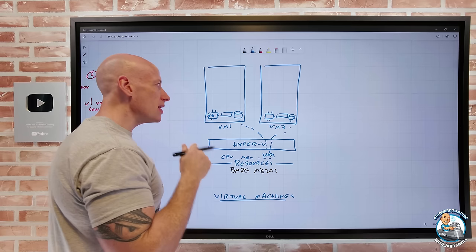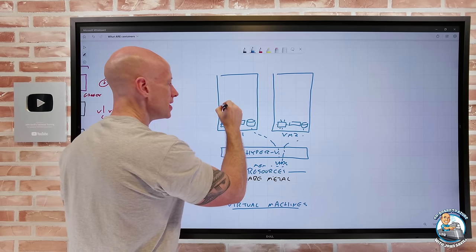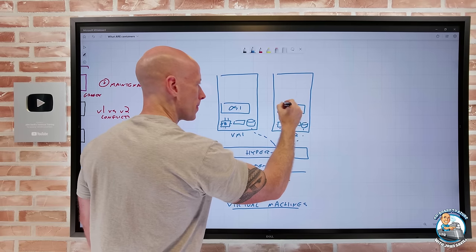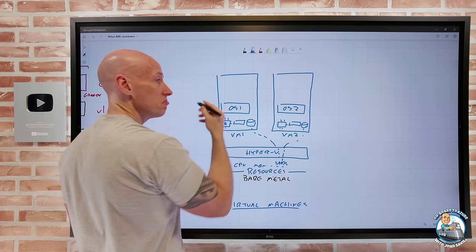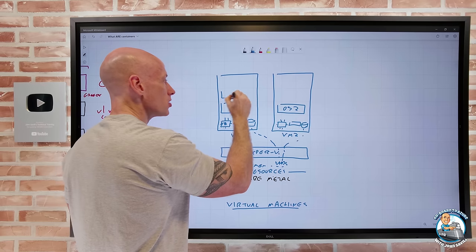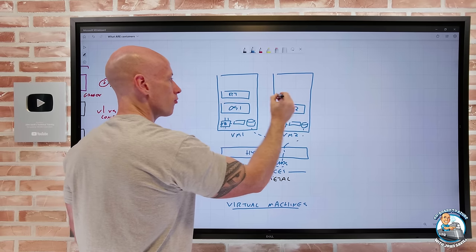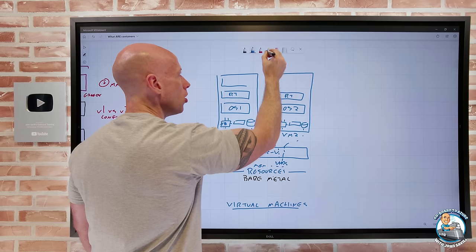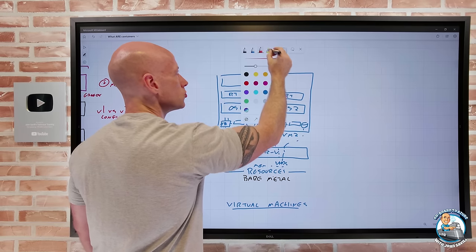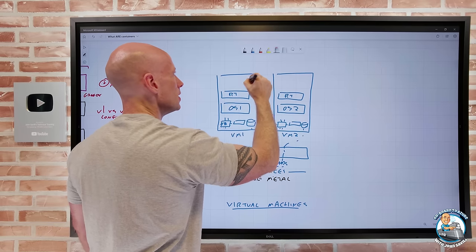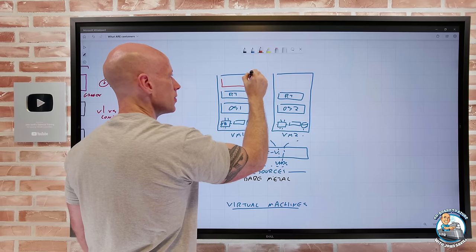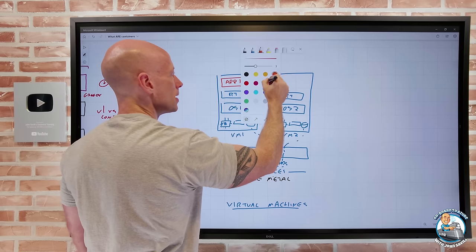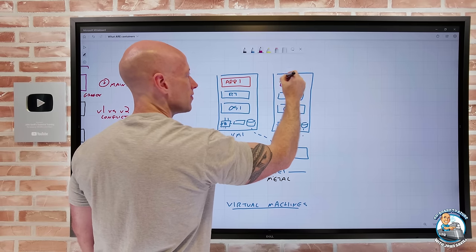But then every single one of these has its own operating system, which then you install what you want. It has its own sets of runtimes, its own frameworks. They're completely independent. And then at the top, sure, let's just keep the colors the same, we have our applications. So in this VM, I have my application one. And in this separate one over here, I can have application two.